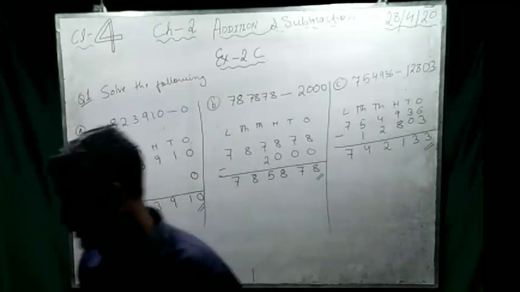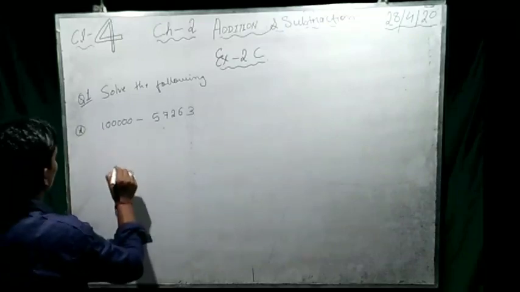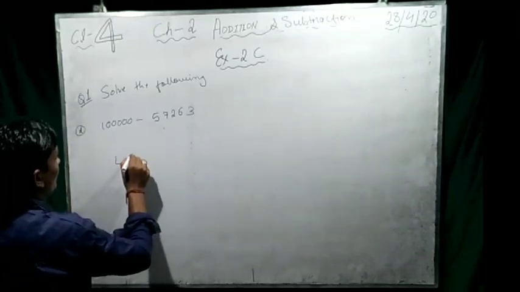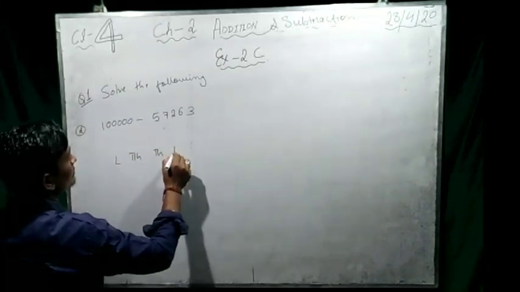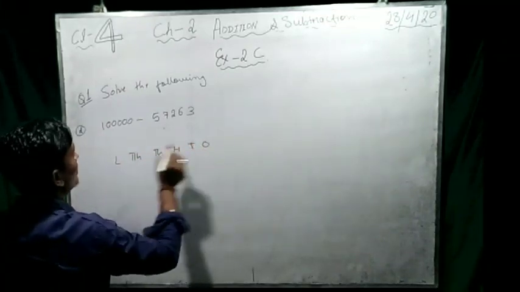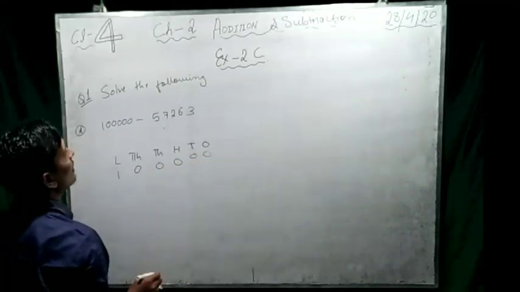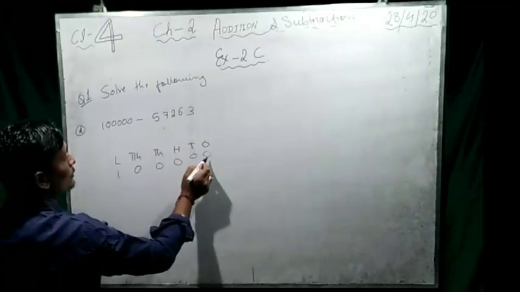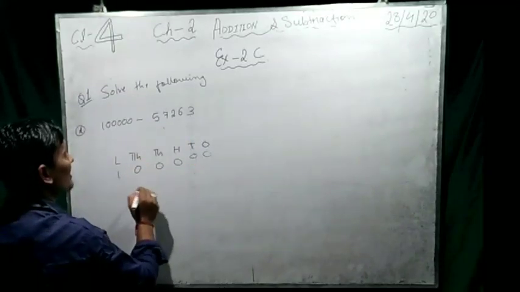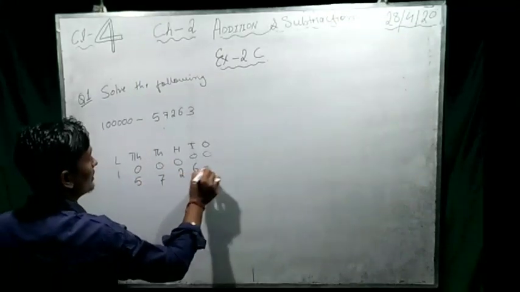So let's do question number D also. So 6 digits are there. So write your place value chart. Lakh, 10,000, 1,000, then 100, tens and ones. Write your number 1, 0, 0, 0, 0, 0. And count here, how many numbers are there? 1, 2, 3, 4, 5. That means from 10,000. 5, 7, 2, 6, 3.